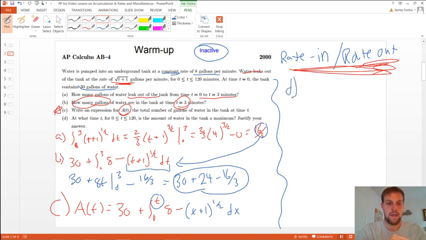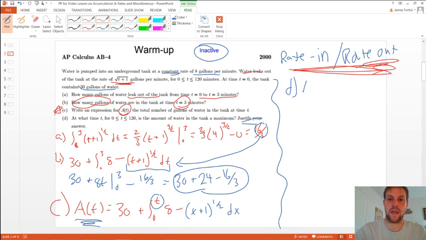Okay. So at what time t between 0 and 120 minutes is the amount of water a maximum? We got an equation for the amount of water from part C, but I want to know when that's a maximum. So how can I find a maximum from a given equation? Take the derivative, set it equal to 0, solve for the critical points. That's how you find maxes, right? And that's where our justification is going to come in.